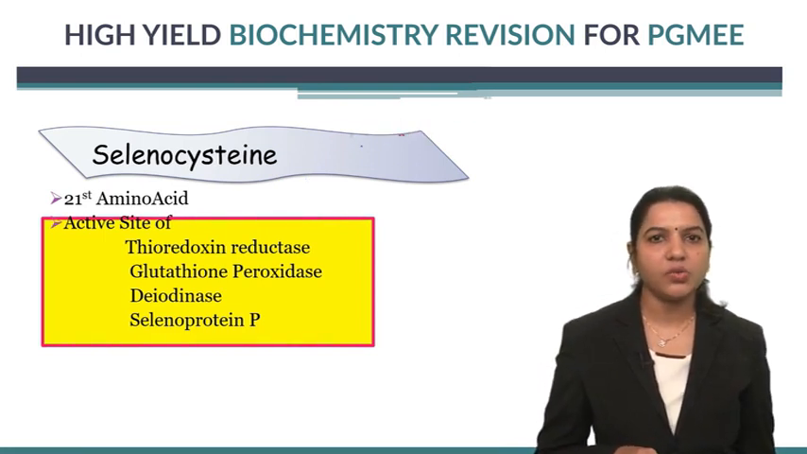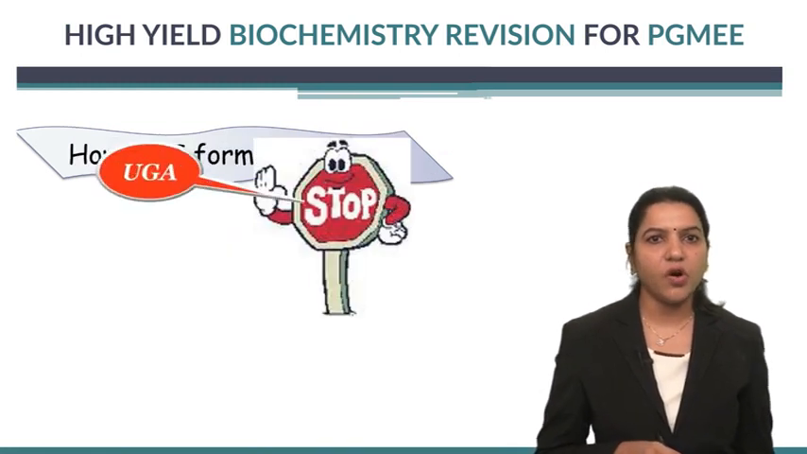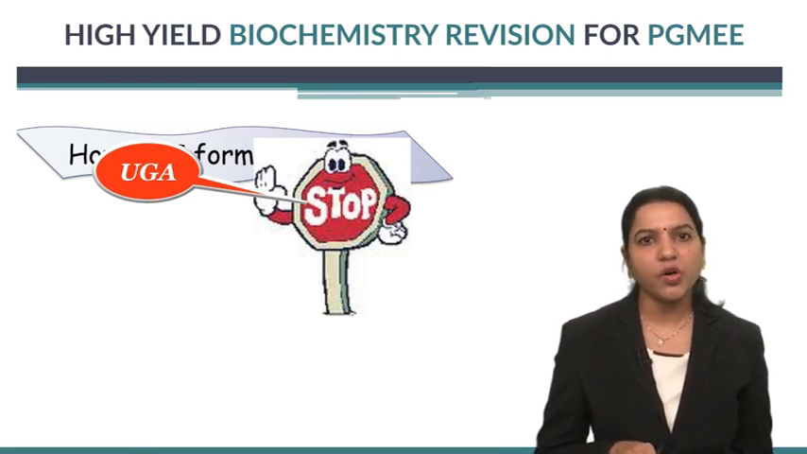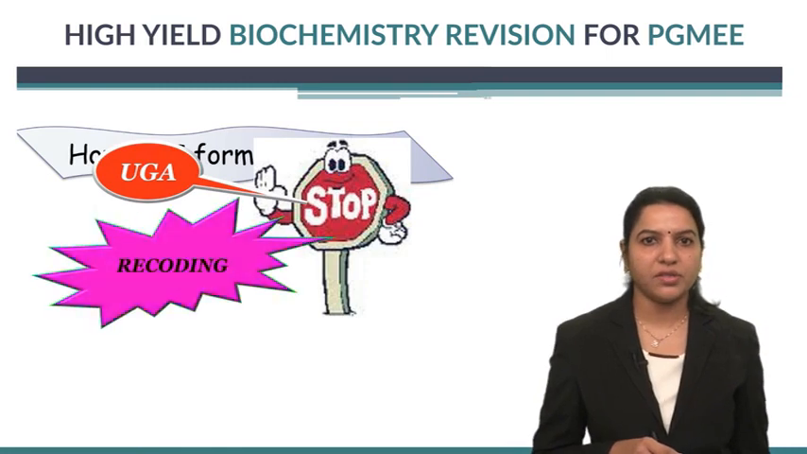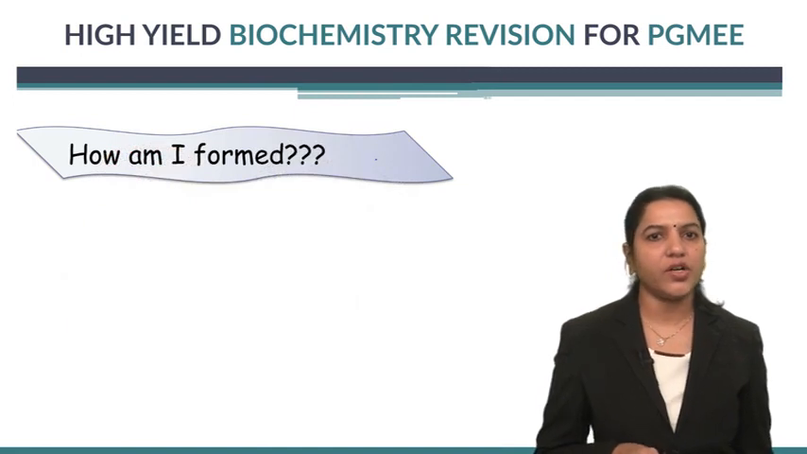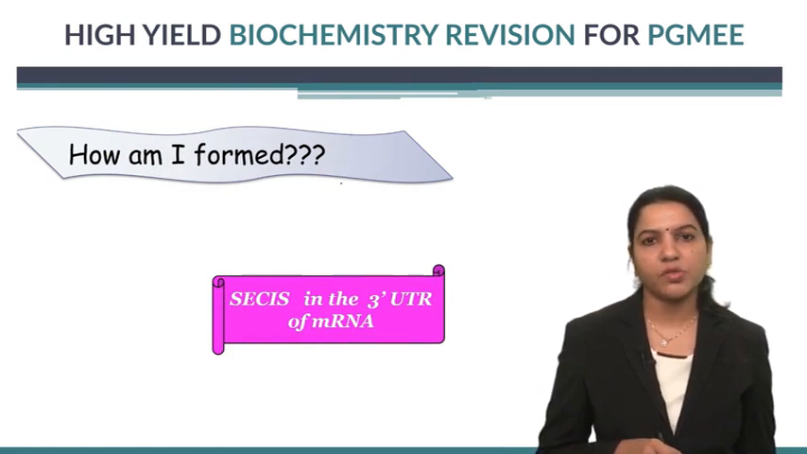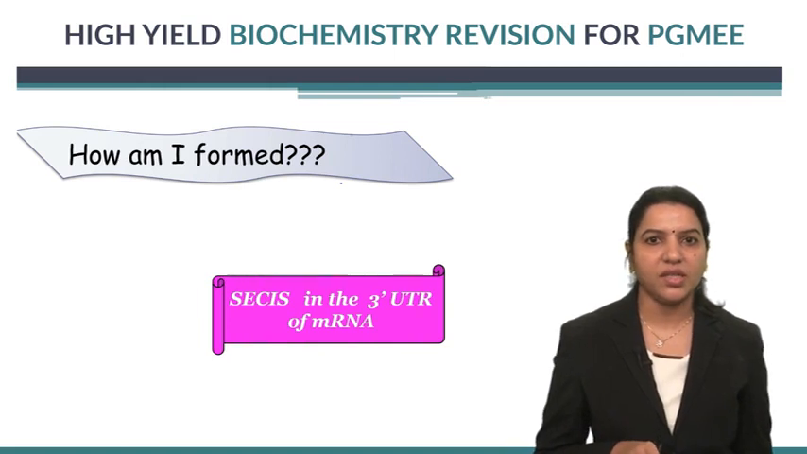Now we'll see how this selenocysteine is formed. Selenocysteine is coded by a stop codon, that is UGA. How a stop codon can code for an amino acid? This is by a process which is called as recoding. What is this recoding? In the mRNA, where it has a UGA, this UGA has to be converted to selenocysteine.